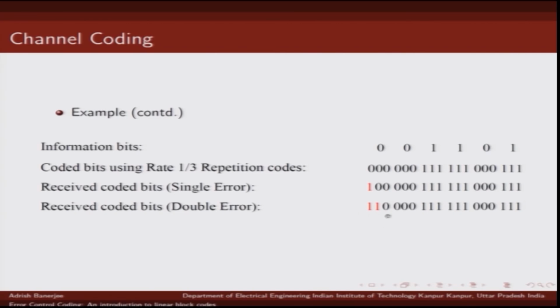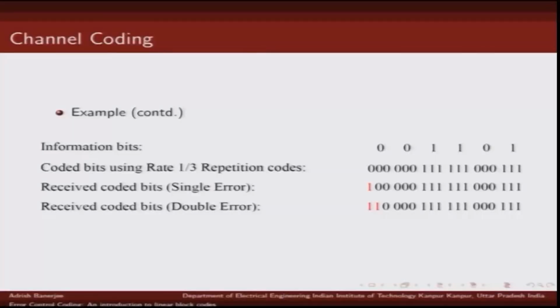Now, if we look at this 1 1 0, it will think that this particular bit got flipped from 1 to 0. So, it will decode this as 1. So, this cannot correct double errors. To summarize, we saw that the rate 1/2 repetition code can detect a single error, but cannot correct a single error. It cannot detect double errors, whereas the rate 1/3 repetition code can correct a single error and can detect a single error. It can detect a double error, but it cannot correct double errors.